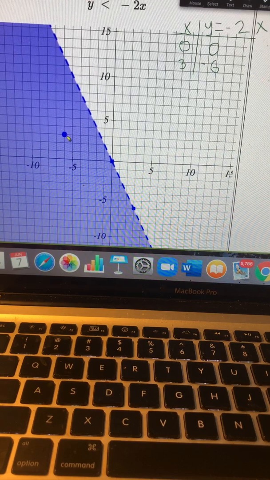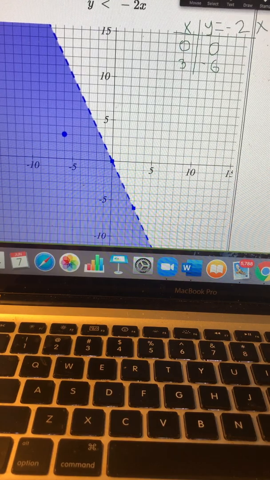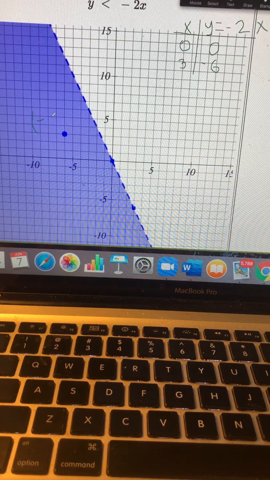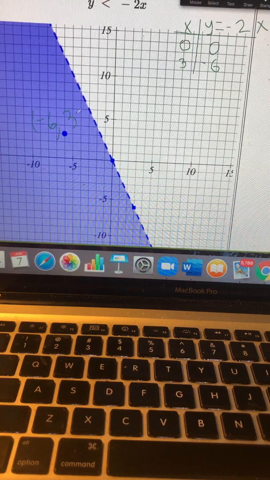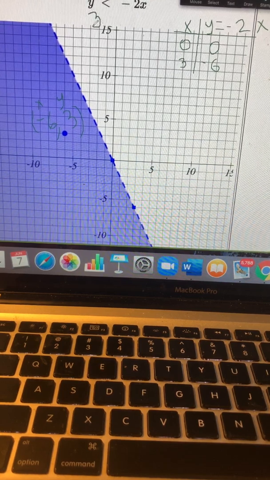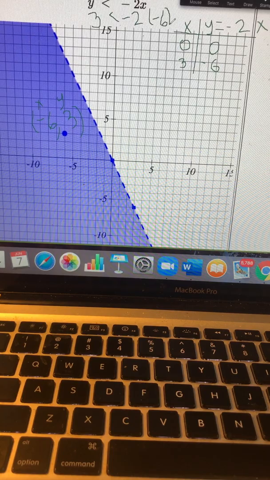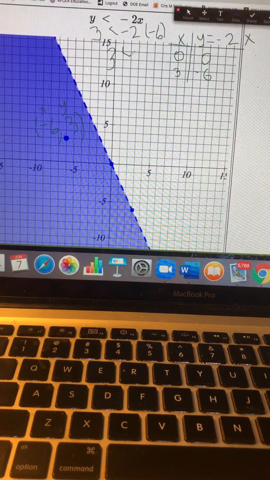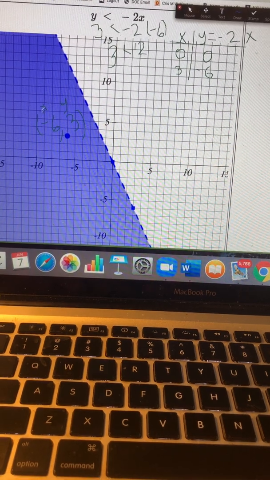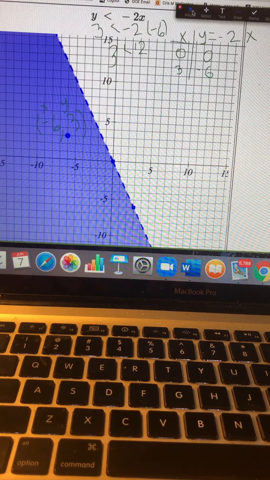So I want to test a point, 3, negative 6, to see if it really is in that region. Well, that means we want y to be 3 and x to be negative 6. So let's just test it. Is 3 less than negative 2 times negative 6? Certainly. 3 is less than 12. So that means that this is indeed the correct region to shade, all right?